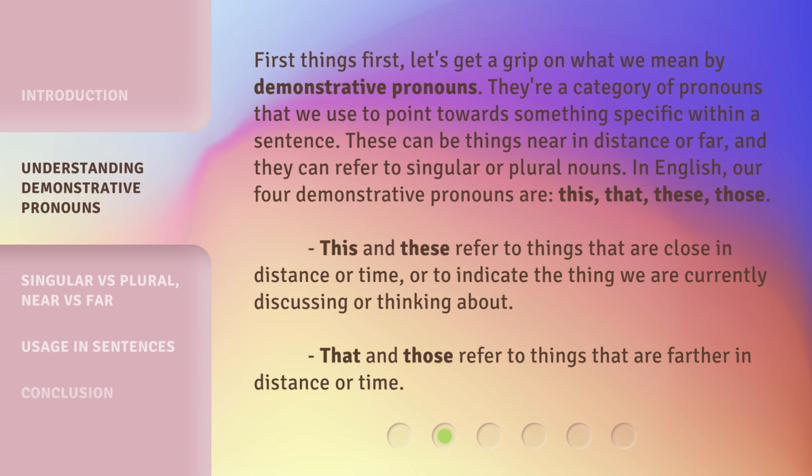This and these refer to things that are close in distance or time, or to indicate the thing we are currently discussing or thinking about. That and those refer to things that are farther in distance or time.